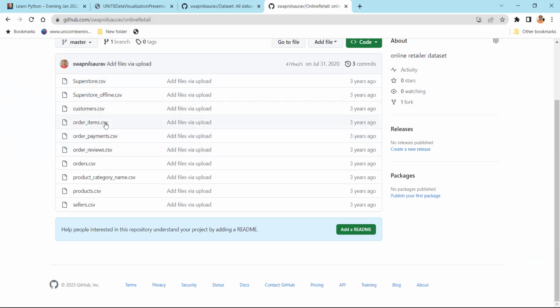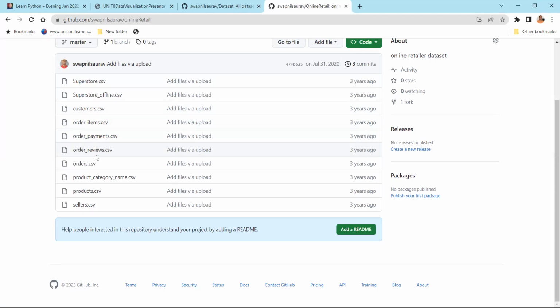This is about a company based in Brazil, and Brazil's official language is Portuguese, so the data is in Portuguese. This talks about order items, customer data, order payments, how the payments were made, and order reviews. If we have time today we will do it, or we'll do it tomorrow. We will review the order reviews.